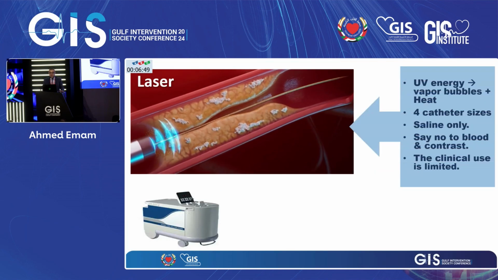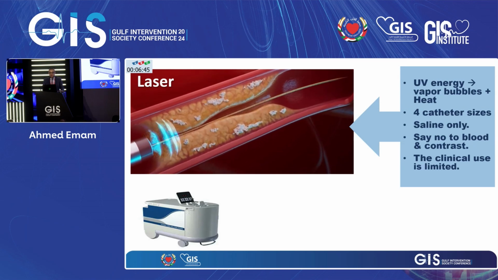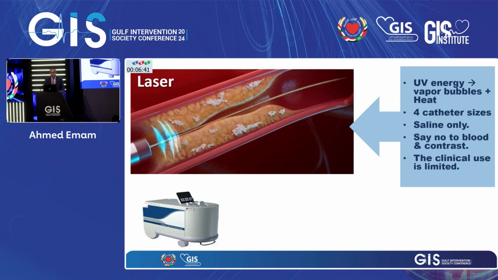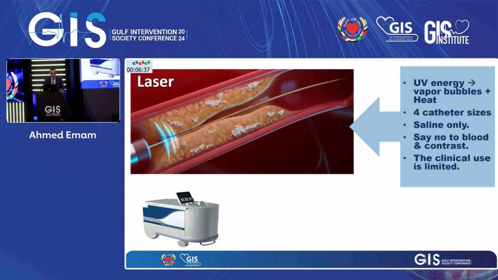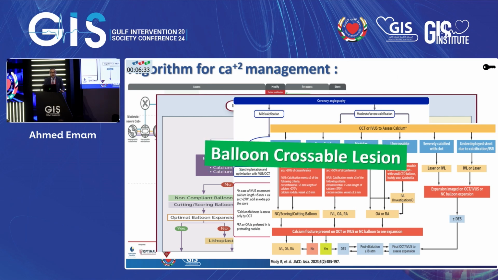For the lesion, it can give ultraviolet energy to create vapor bubbles and heat. It comes in 4 sizes. Don't forget to flush during ablation therapy. So the next key point among the algorithm is the balloon-crossable lesion.